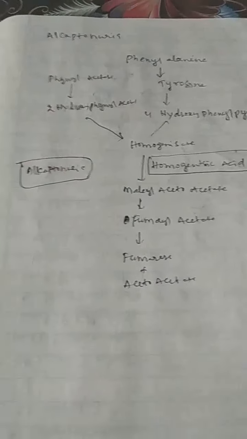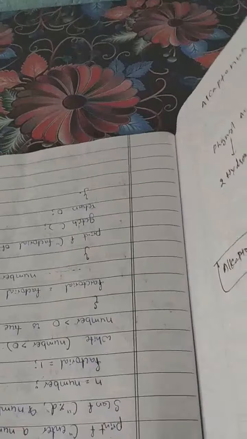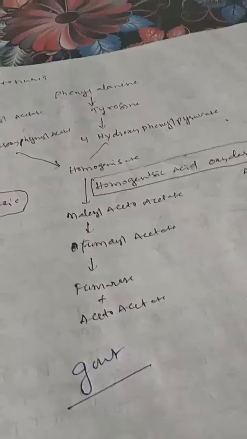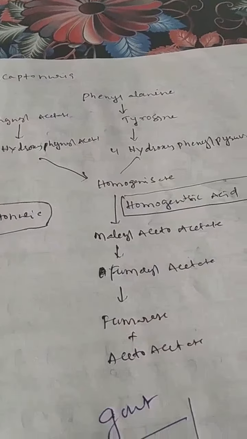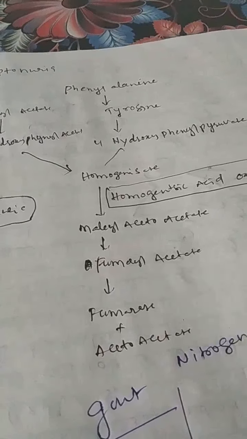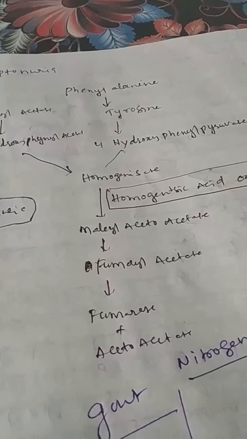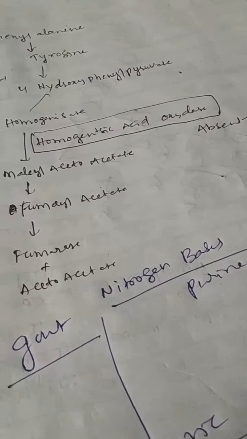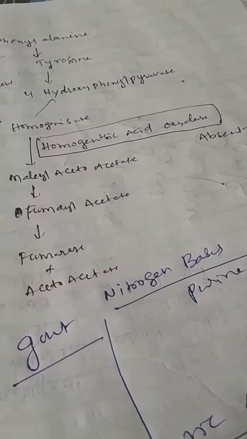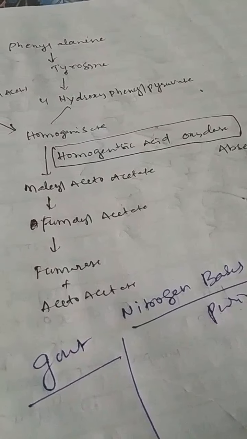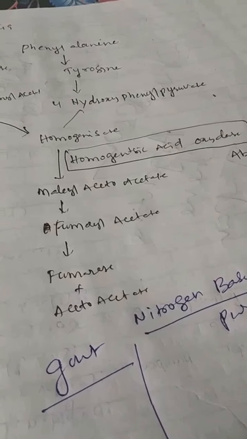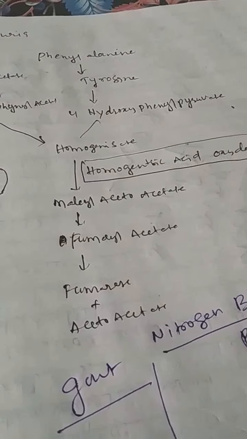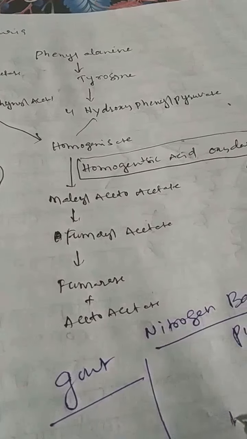And one more disorder is there, that is called gout. So here there is a special enzyme. Ultimately, the nitrogen bases, purines, are excreted in the form of uric acid. Okay, so here the uricase enzyme is absent. So a high amount of uric acid is produced.